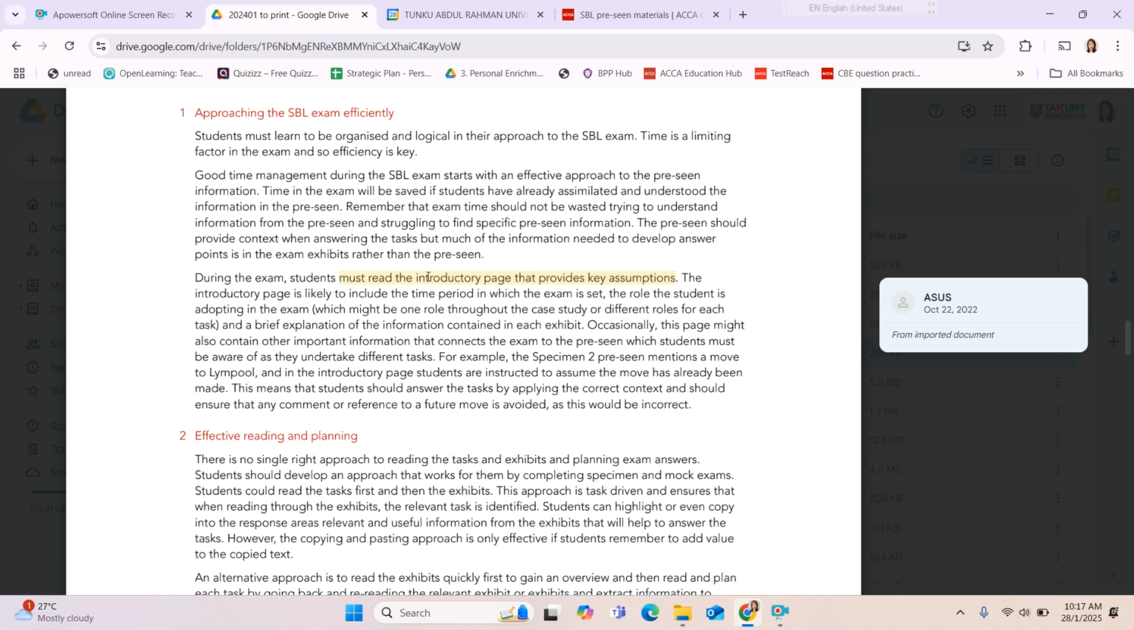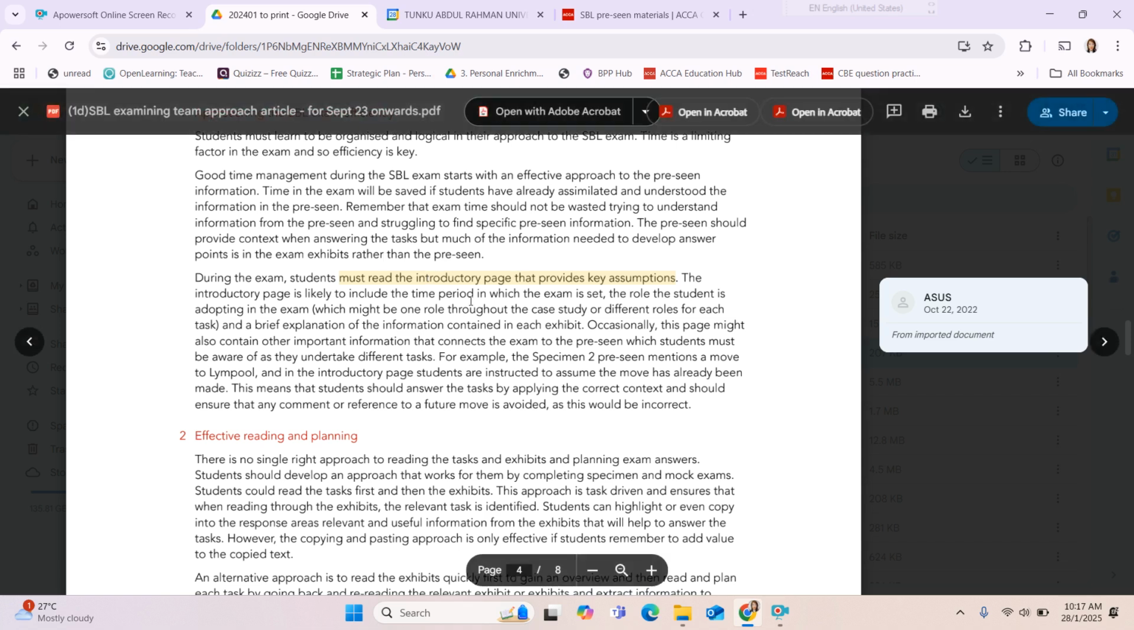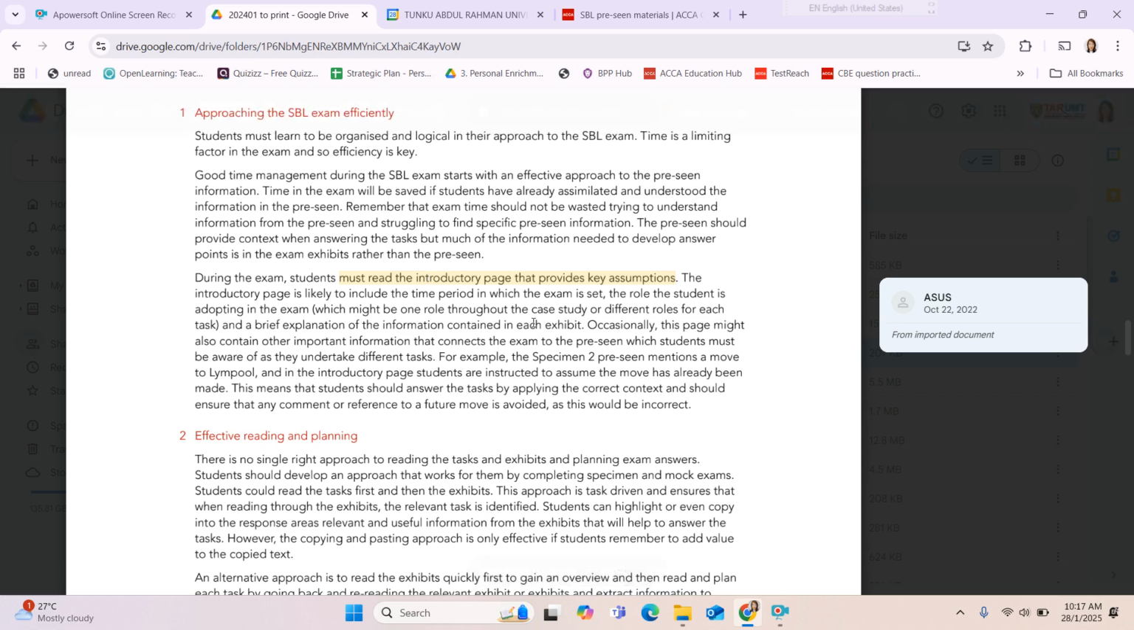When you click on a certain paper, before you go to the exam itself, there will be a few pages introducing you to the practice platform, the functions available, and how you're supposed to navigate. So please read through. At least read the whole thing 1 or 2 times, right? Read through the introductory page, then you will have a better understanding about how to use the CBE platform, right?